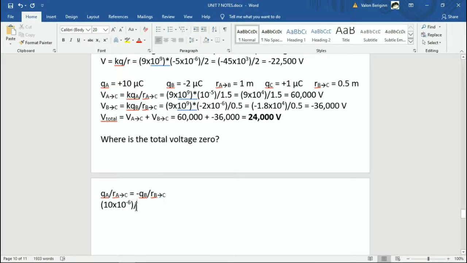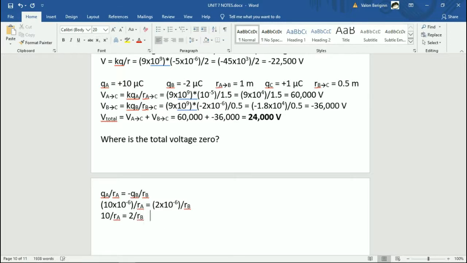We don't know the distance yet, right? So this is RA. We don't know this distance. And then it's going to be the negative of -2 times 10 to the -6, so just positive, divided by RB. Now, the 10 to the -6's cancel, so we're just left with 10 divided by RA equals 2 divided by RB.